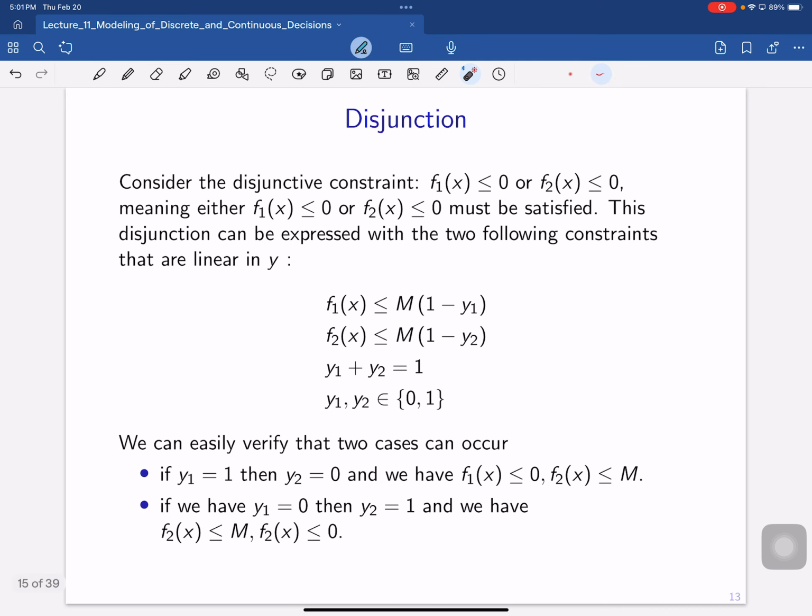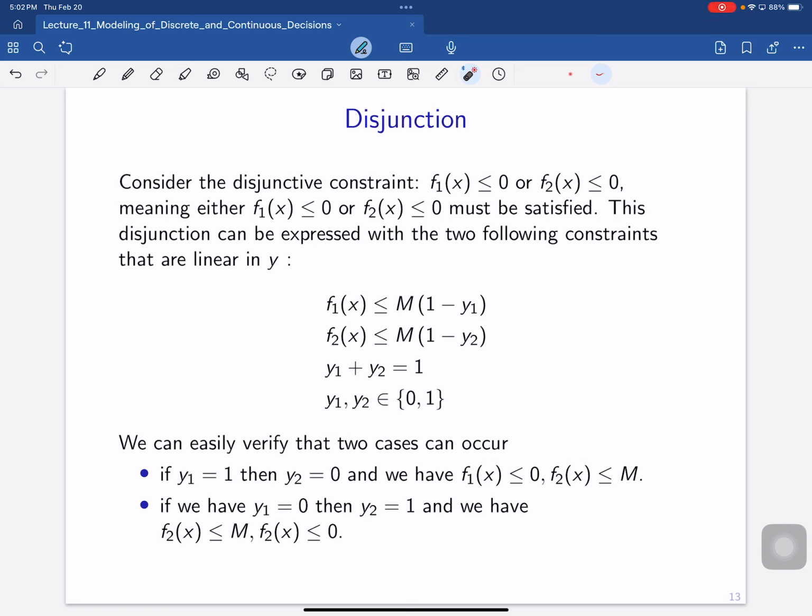Now, there's something else called disjunctions that occur quite commonly in some of these applications. Let's consider a so-called disjunctive constraint, meaning that either f1(x) has to be less than or equal to 0, or the second constraint, f2(x), has to be less than or equal to 0. That means either the first constraint or the second constraint has to be satisfied.